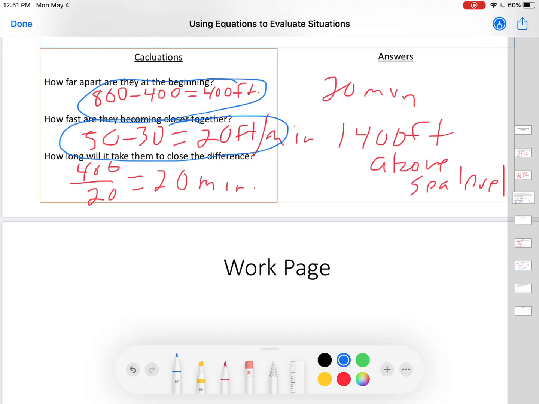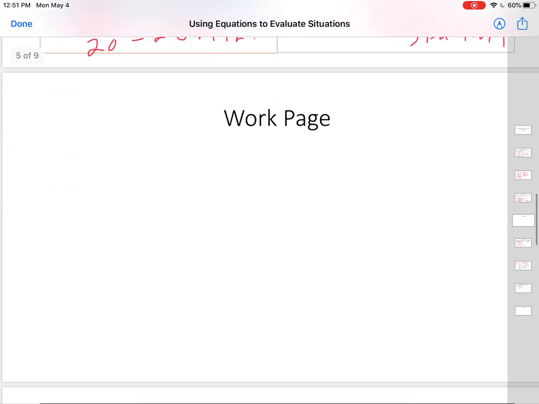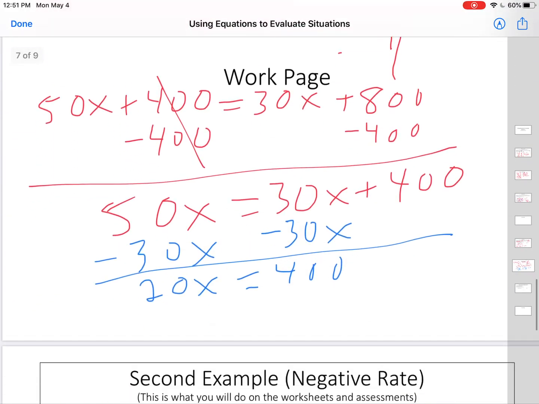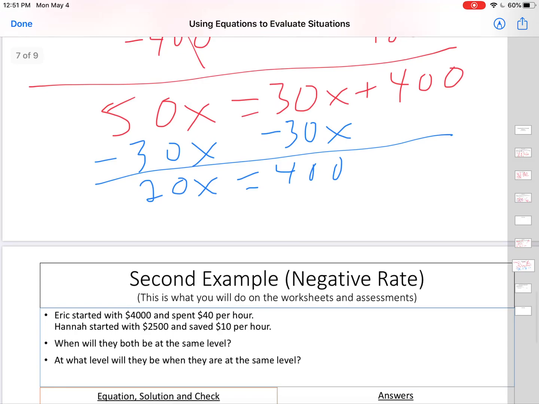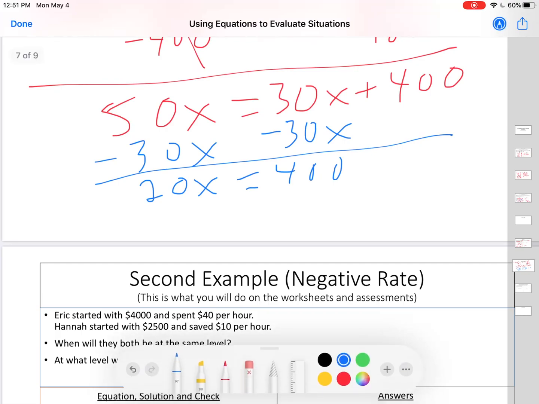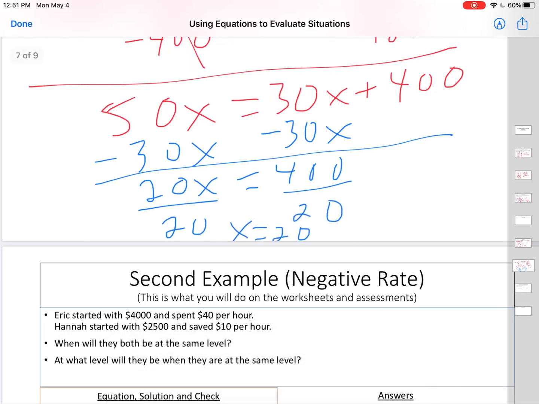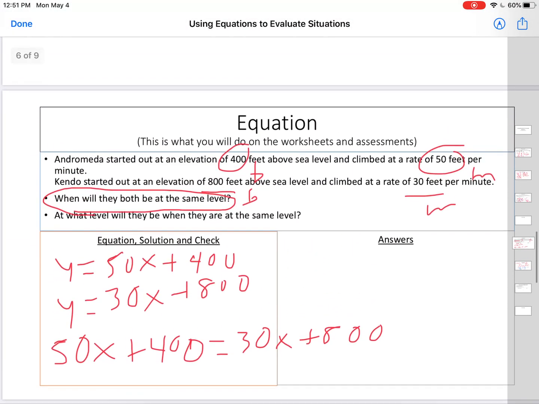One was going 50, the other was going 30. One of them is 20 higher than the other. They're getting closer by 20 feet per minute. What we've just done in solving the equation this time is find out the difference in the rates, and that's how much they're getting faster. So last we'll divide by 20. X equals 20. 400 divided by 20.